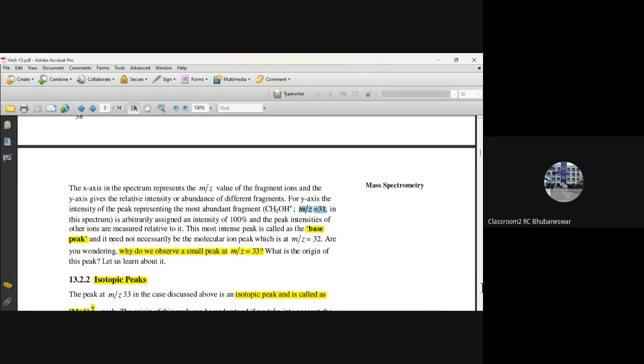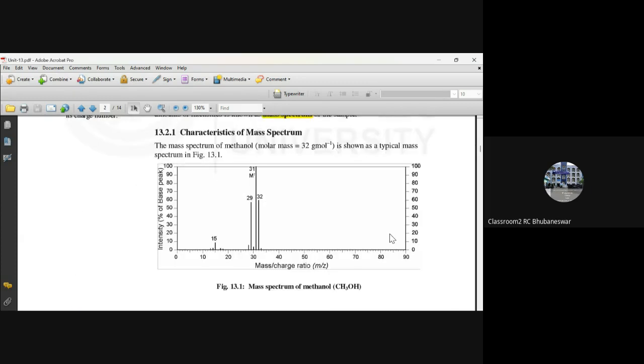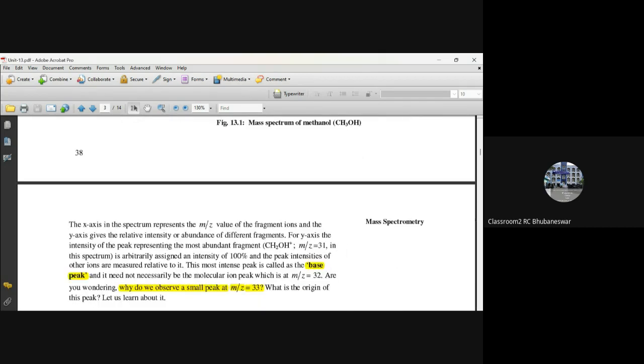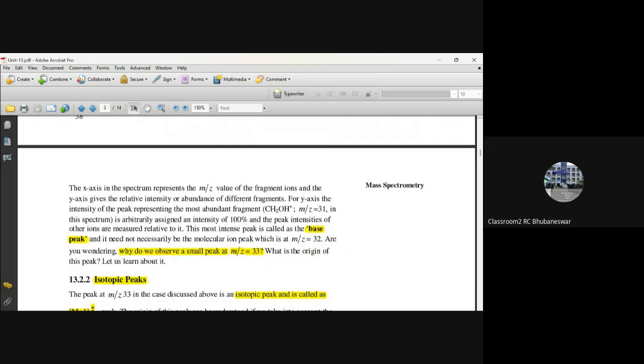It has an M by Z value of 31. Here you can see that at 31, meaning at a mass to charge ratio of 31, you are getting a signal. This is the most intense peak and it is called the base peak. Okay, it is called the base peak.